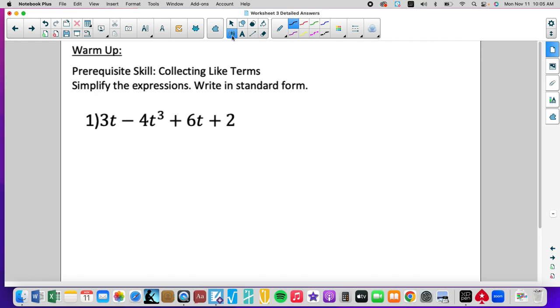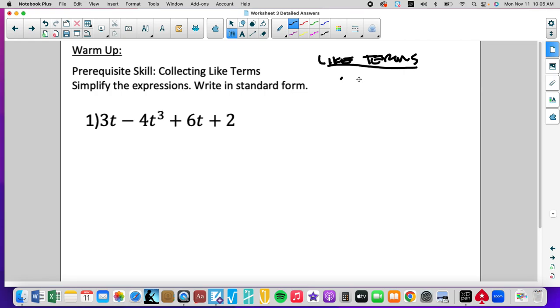So like terms, first of all, let's go over what like terms are. That's horrible. Clearly, I am not at school and I am at home with my X pen thing. So my handwriting will take a little bit.